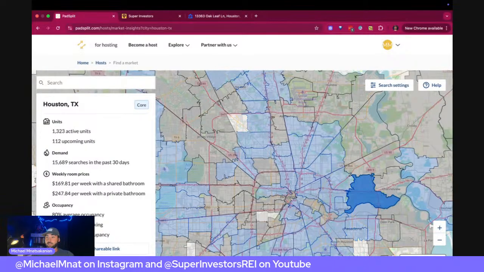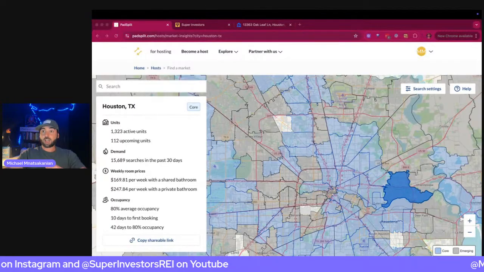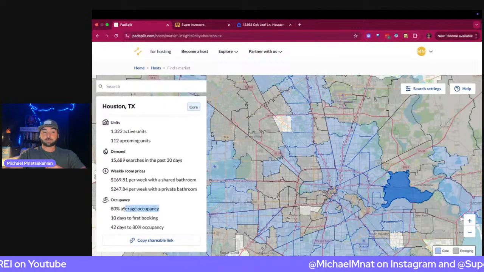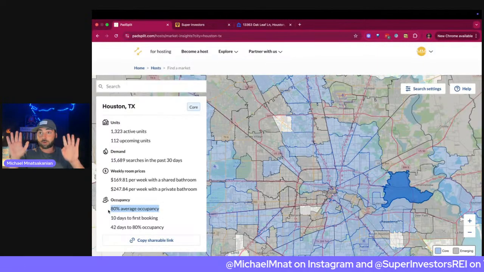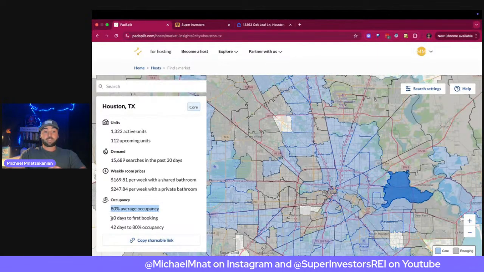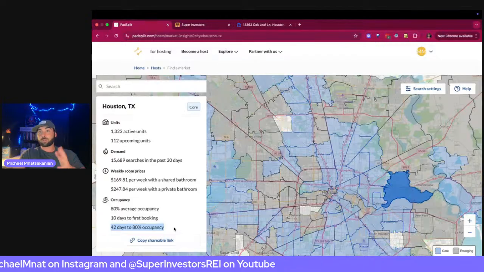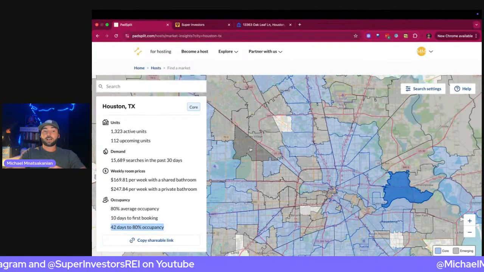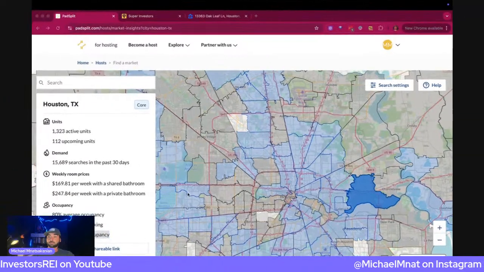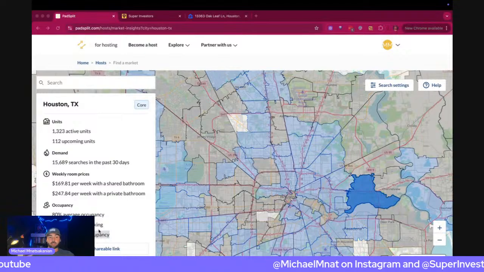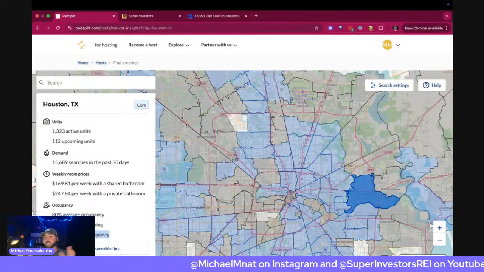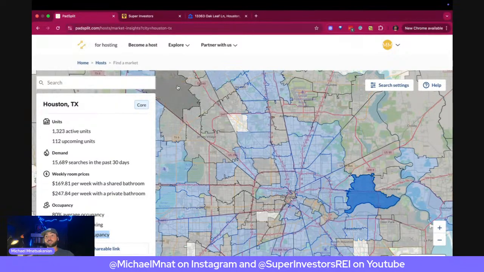And if I move my head, you'll see the occupancy too. On average, these properties are 80% occupied. So for every 5 rooms, 4 of them are on average full. The first booking is within 10 days, and it takes around 42 days, so close to a month and a half, to get to 80% occupancy, right? For us, I'll be transparent.